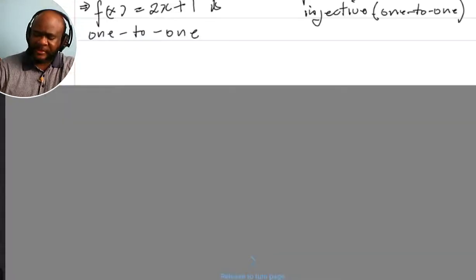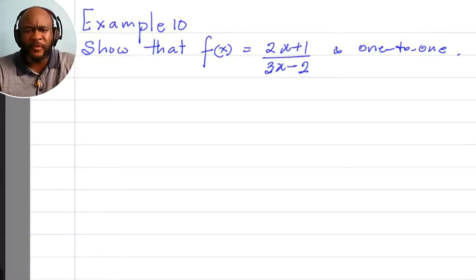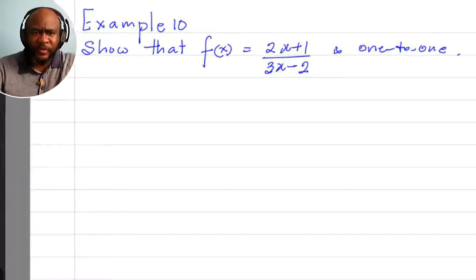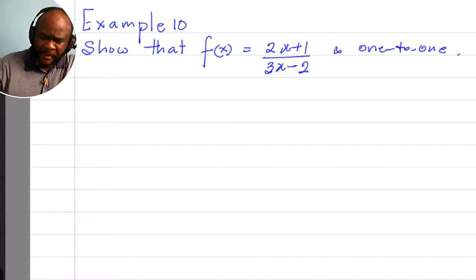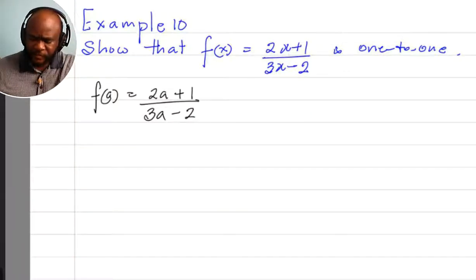All right, next question. This is example 10. In example 10, we're asked to show that f of x is equal to 2x plus 1 over 3x minus 2 is 1 to 1. Let's use the calculation method. Here, f of a would be equal to 2a plus 1 divided by 3a minus 2.